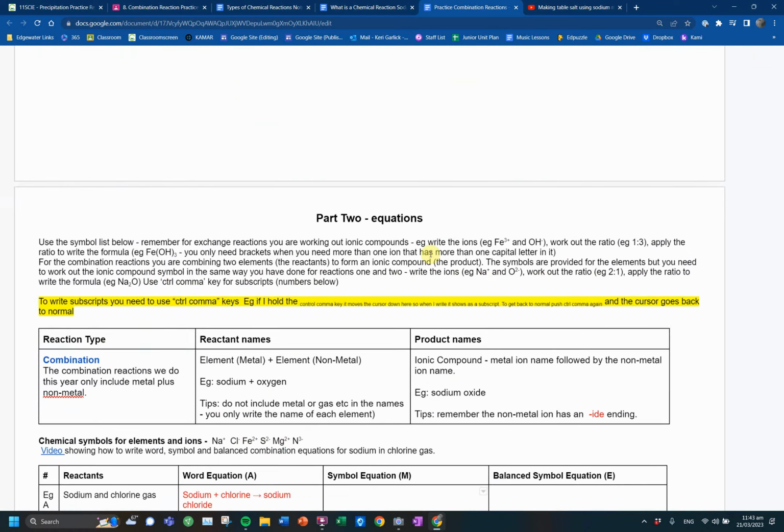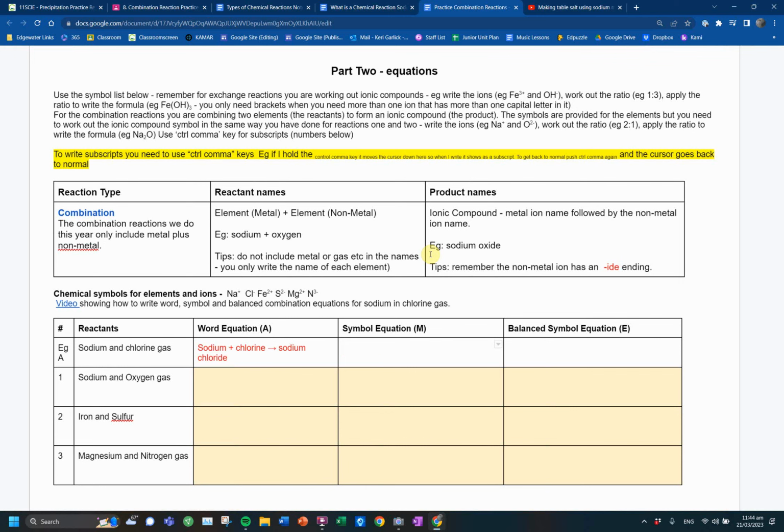All right. So we see in this example, we have the combination reactions. We have our metal and our non-metal, I've included there, and then I've named the ionic compound. We've done lots of ionic compounds, so it's just following that same sort of ending. All right, sodium, what's the symbol for that?